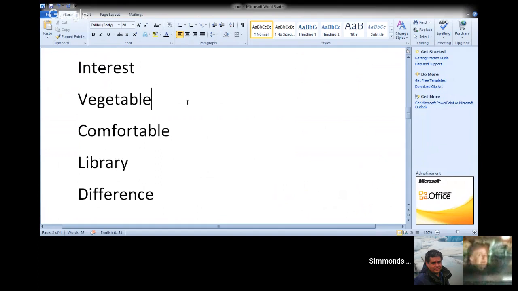This word we have vegetable. Vegetable. Which one am I not pronouncing? Also the E between the G and the T. Very good. So again, we'll try and cross that out.